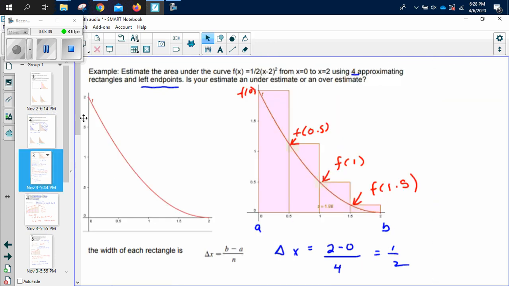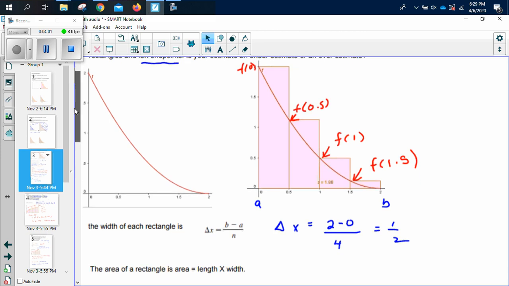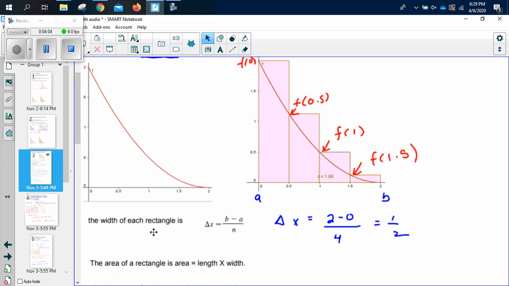Now let's look at this example. In this example, I think that may be the same function from 0 to 2, but we're using 4 approximating rectangles and left endpoints. And then we want to know if our estimate is an underestimate or an overestimate. So in this case, my n is equal to 4. One of the first things I need to do is figure out what my delta x is. That's the width of each rectangle. So delta x, the formula is always b minus a over n. So it's 2 minus 0 over 4, or it's 1/2.